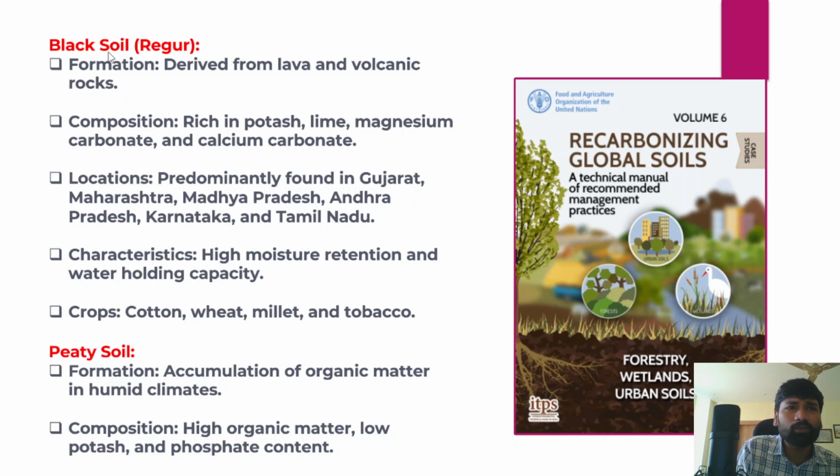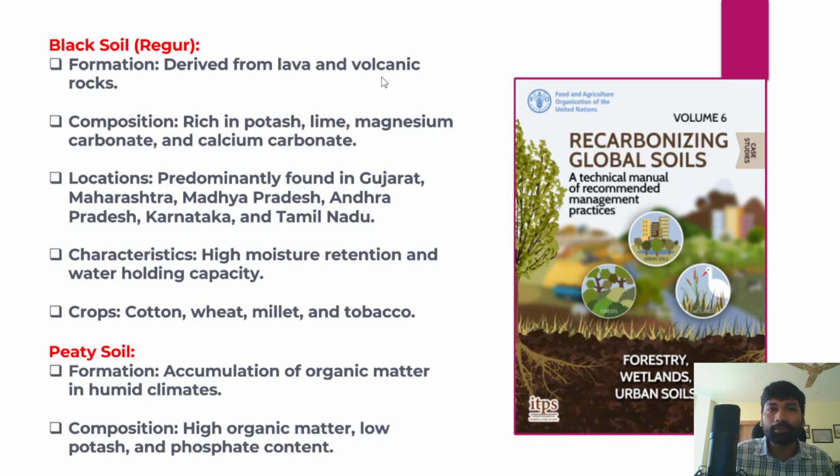Now after that I will talk about another variety of soils, which are black soils. Black soils are also very important, and these black soils support the cultivation of cotton, right? Black soils are also called by another name, regur soils. Okay, so they are also called regur soils. So how are they formed? They are derived from lava and volcanic rocks. These black soils are mostly found in parts of Madhya Pradesh, Gujarat and Maharashtra also.